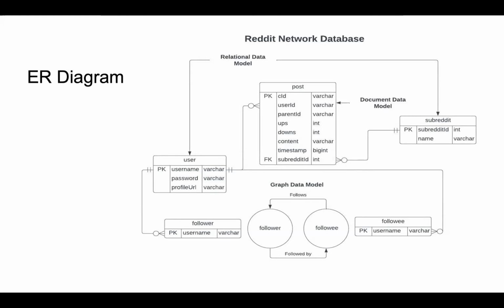So in the user, we have username, password, and the profile URL. In subreddit, we have the subreddit ID and the name, which is needed to determine the information about the subreddits. And from there, which is also the primary key for our post. That is how we are connecting our document and the relational data model. And follower information we are connecting through the username in the relational model. That is how we are connecting the 3 models together and fetching the information needed, which is defined in the scope. Okay.